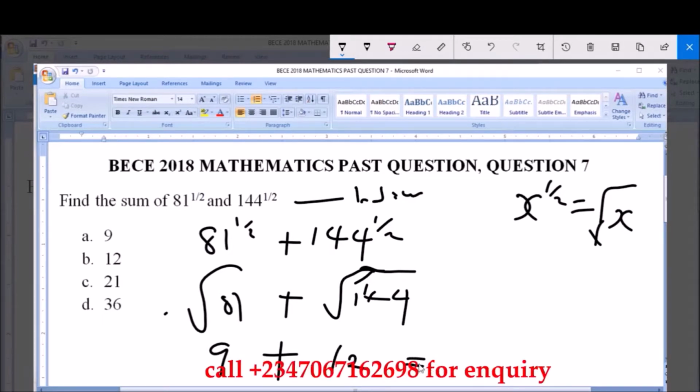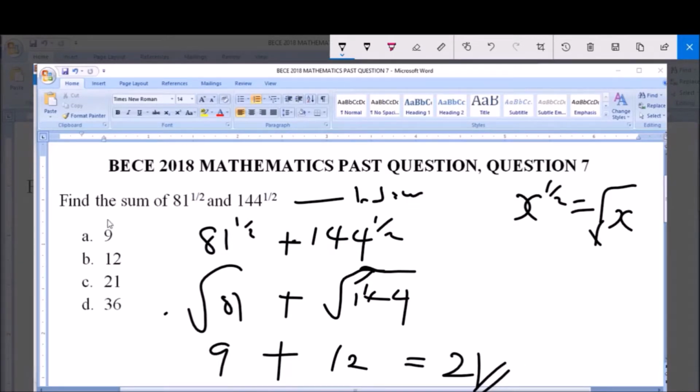Now when we sum these results together, 9, which is the square root of 81, plus 12, which is the square root of 144, we are going to get 21 as our answer. Remember, from the law of indices, when a number is raised to the power of 1 over 2, it simply means the square root of that number. And so 81 raised to the power of 1 over 2 means the square root of 81, and 144 raised to the power of 1 over 2 means the square root of 144. The square root of 81 gives us 9, the square root of 144 gives us 12, and when we sum this up, we have 21.